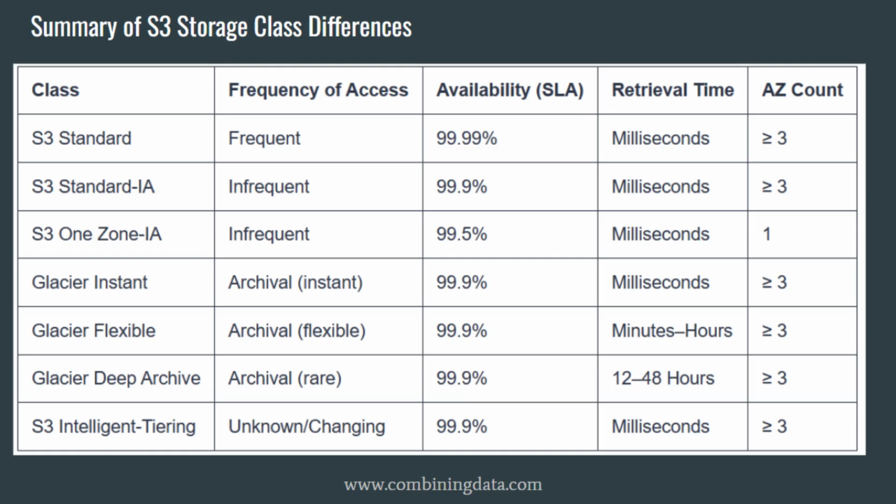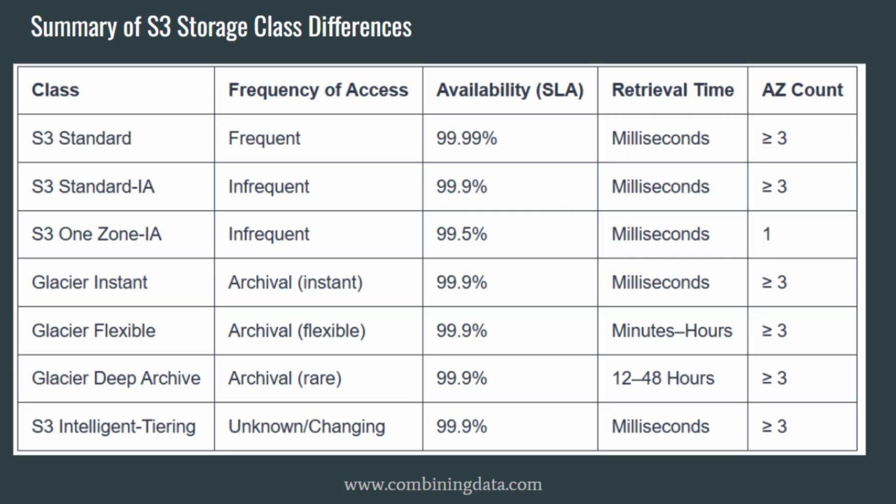It offers the highest availability at 99.99%, millisecond retrieval times, and stores data across 3 or more availability zones. This makes it ideal for production workloads such as websites, mobile applications, analytics, and content distribution where performance and resilience are critical. Next is S3 Standard Infrequent Access, Standard IA.